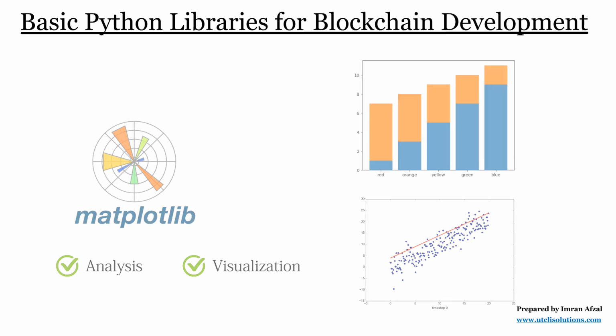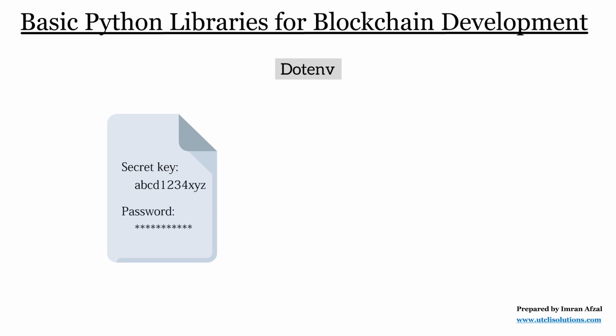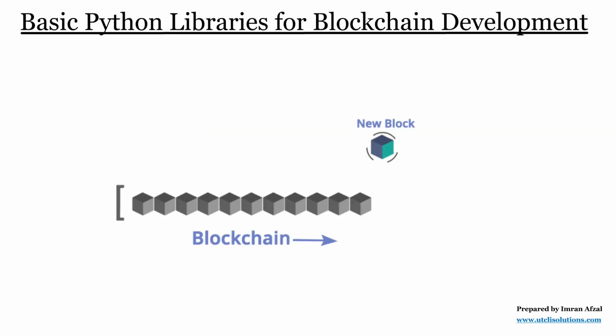Another important tool is dotenv. This library helps us store secret keys and passwords in a separate file so we don't show them in the main code. It helps make the project more secure. All these libraries work together to help us create a full working blockchain system using Python. So this is a simple explanation of the Python libraries commonly used to build and manage blockchain projects.